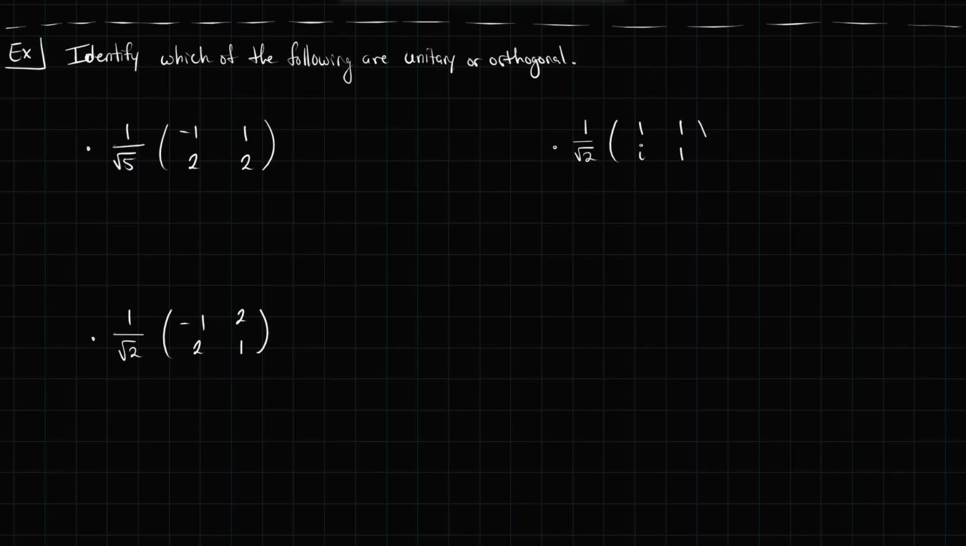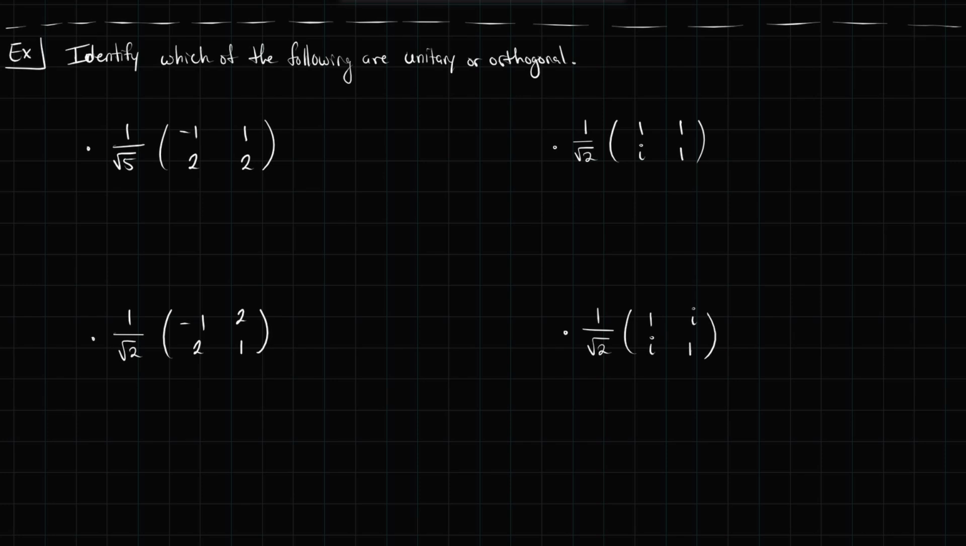And we're going to have four matrices here. The first one is 1 over root 5, negative 1, 2, 1, 2. The second one is 1 over root 5, negative 1, 2, 2, 1. So it looks a lot like the first one. The third one is 1 over root 2, 1, i, 1, 1. And the fourth one is 1 over root 2, 1, i, 1. So we're just having a question about these four matrices: which are unitary, which are orthogonal. Let's go ahead and find out.